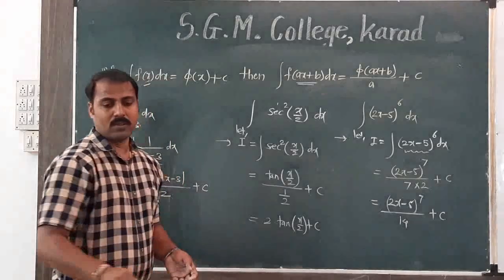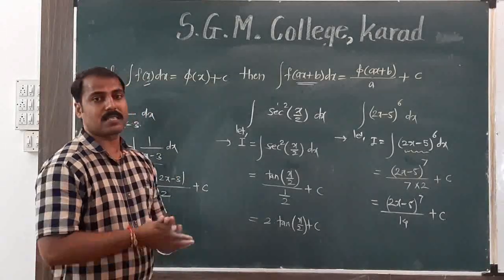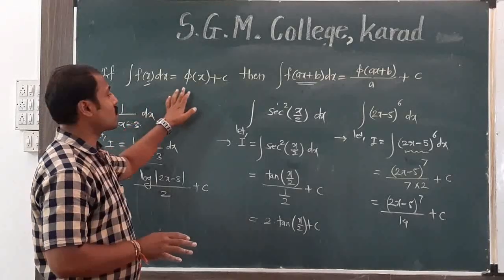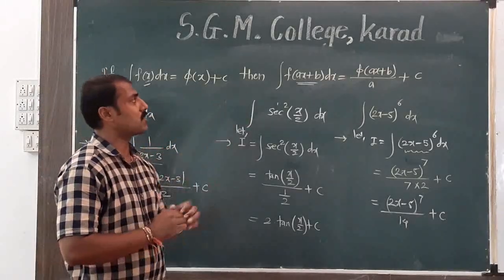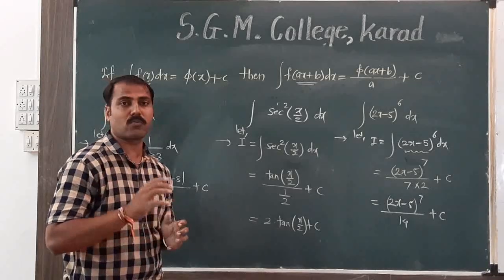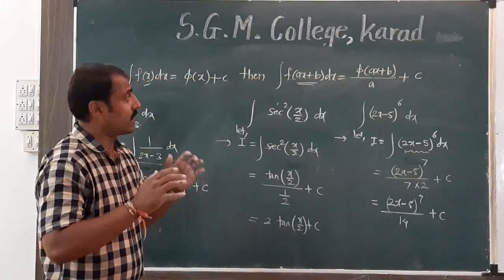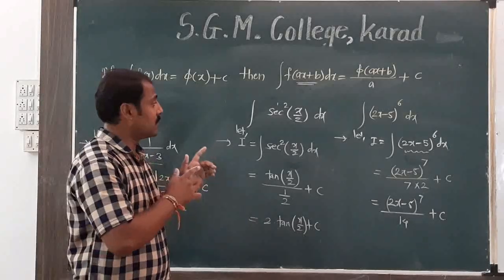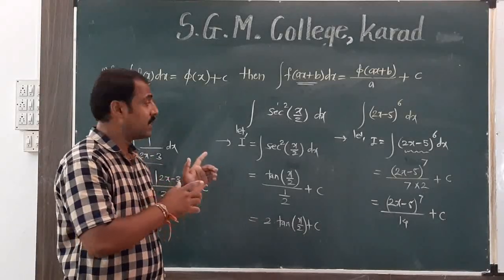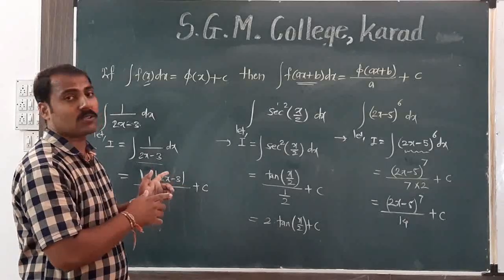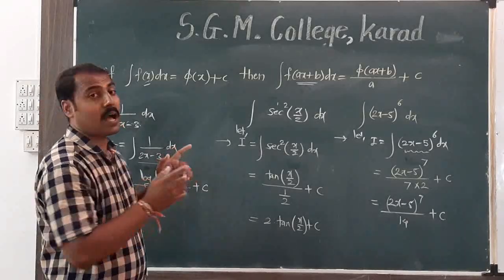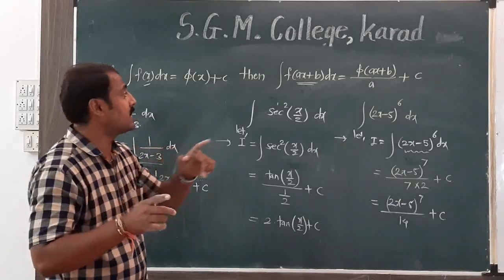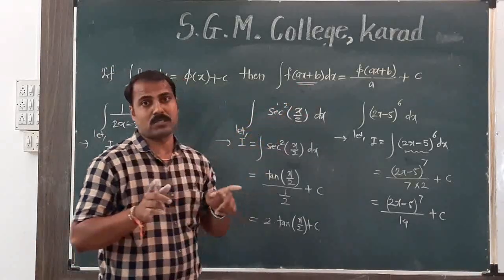Okay, so today we saw some examples on the corollary. If integration of f of x dx is equal to phi of x plus c, then integration of f of ax plus b dx is equal to phi of ax plus b divided by a, plus c. Hope you understand the new formulas of integration and how to solve the examples of the integration of composite function. But remember, composite function contains only linear equation.